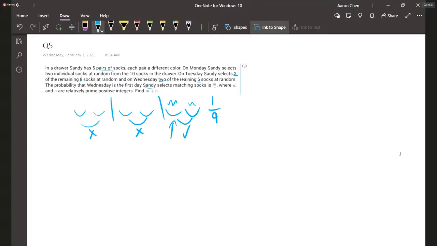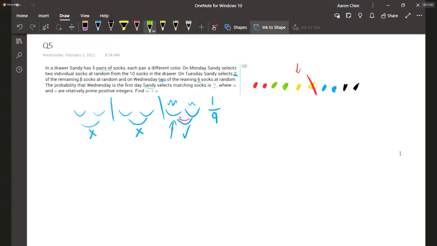there's a total of 9 socks. So I can draw them here visually. Let this 5th sock be yellow, and then there's 9 socks left over, and only one of them is a match. So there's a 1/9 chance that these 2 match.